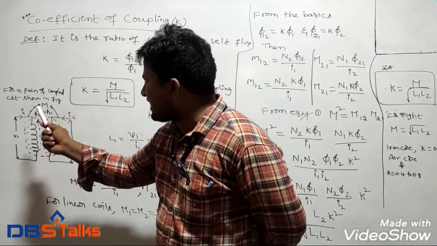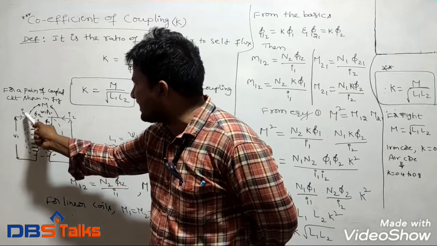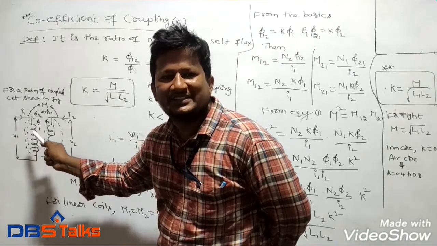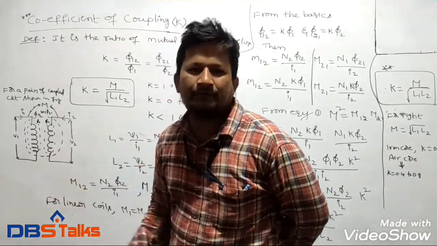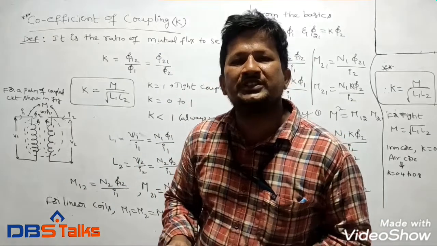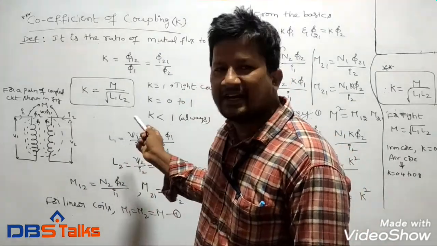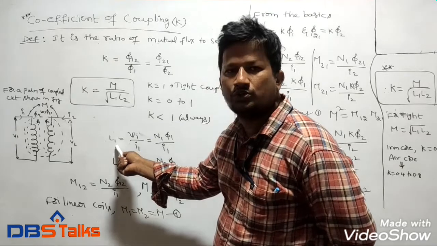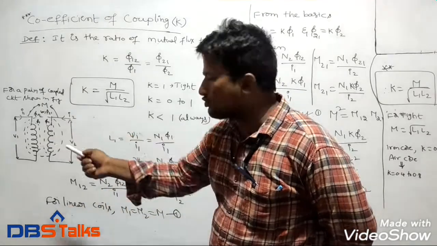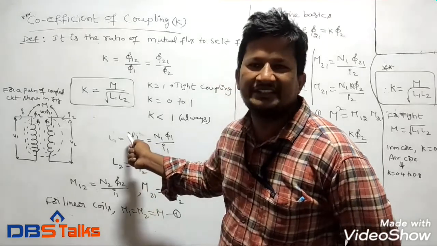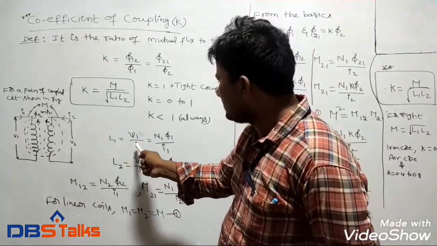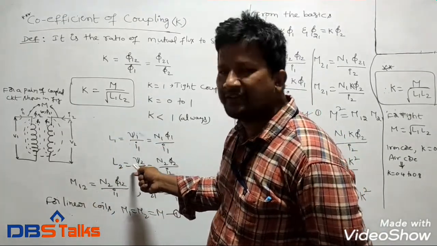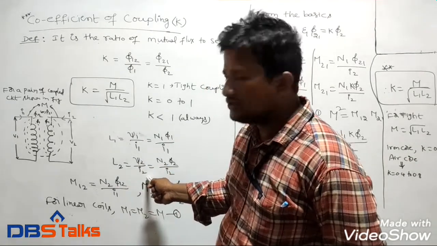At the starting we give the supply, and for that supply an alternating current flows through the circuit. The alternating current through the number of turns produces an MMF, which produces the flux lines. Because of those flux lines, self inductance is induced. The self inductance for circuit 1 is L1 equal to psi1 by I1, where psi1 is the flux linkage, that is N1 phi1. Similarly, in the secondary coil, L2 equal to psi2 by I2, that is N2 phi2 by I2.